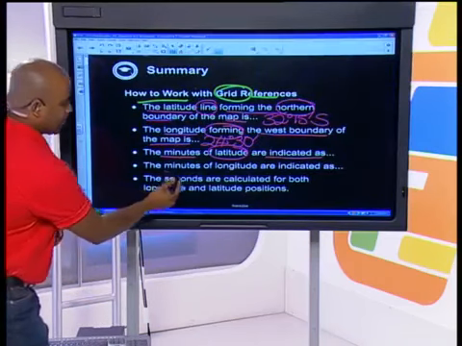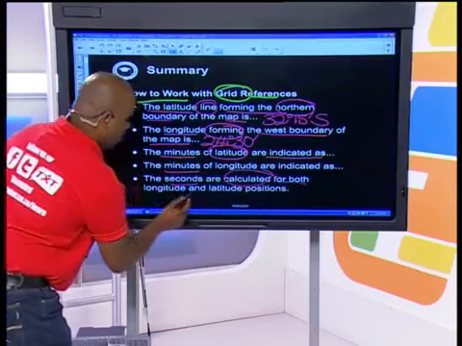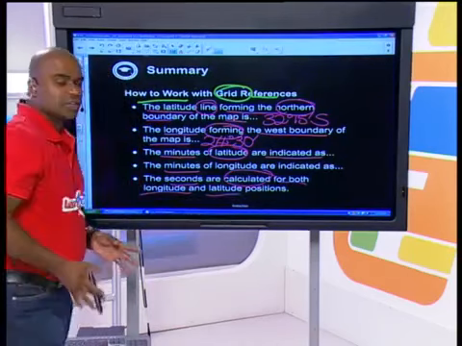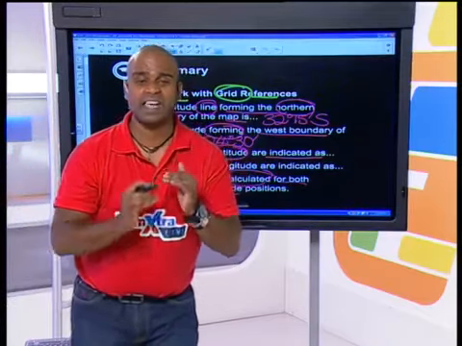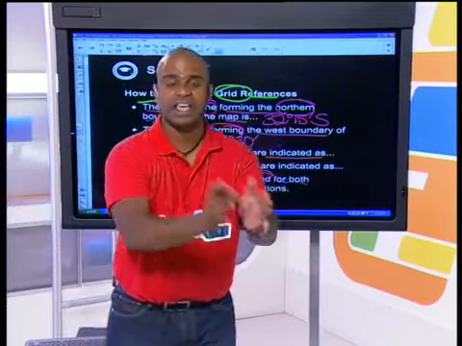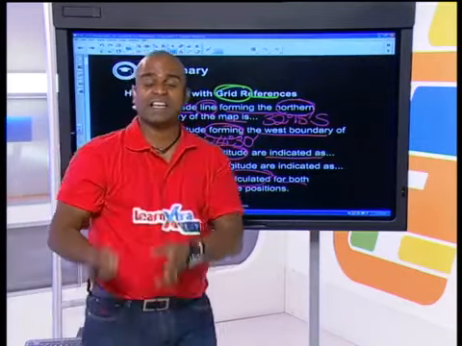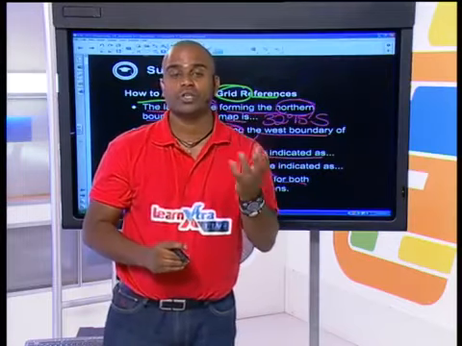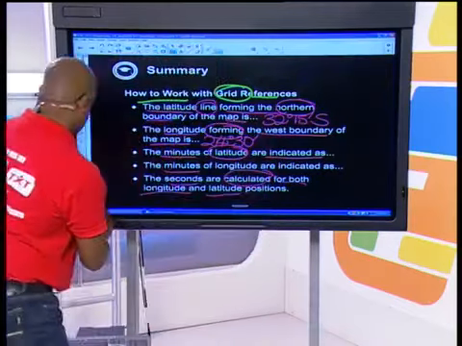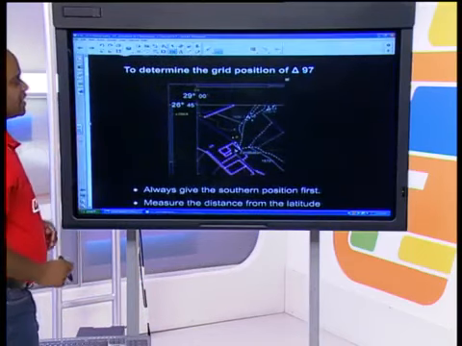Let's go back. The seconds are calculated for both longitude and latitude. So simply put, guys, we are able to understand how we get to degrees and minutes. The calculation of seconds gives us the exact location of that point in relation to the map. Let's have a look at an example.